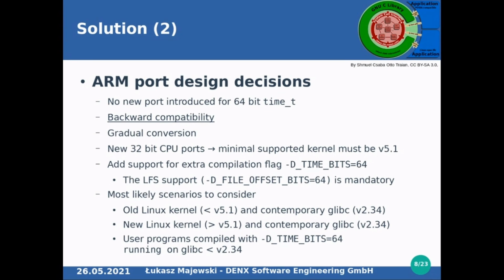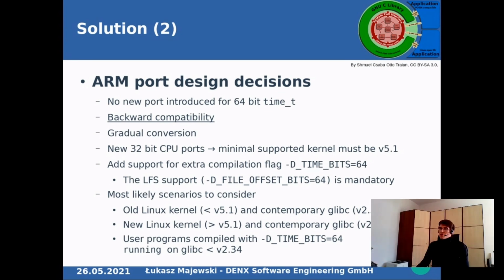This means that the current ARM port will gain support for storing time in 64-bit variables in a step-by-step manner. And as a result, the _TIME_BITS=64 flag will be supported by glibc. This flag also requires large file support, so it will also require passing the _FILE_OFFSET_BITS=64 flag. What is interesting is that for new 32-bit CPU ports like ARC or RISC-V 32-bit, there was an imposed requirement that the minimal supported kernel version for those ports must be 5.1 or newer. So this means that those ports are immune to the year 2038 bug from the outset.